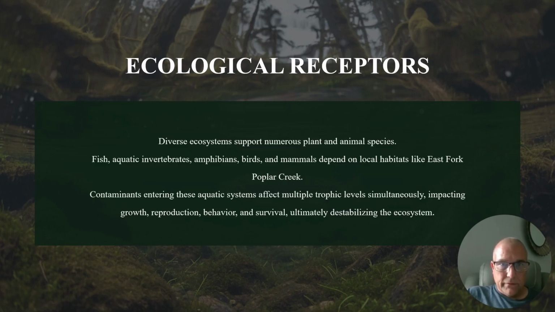Species exposed to contaminants may experience changes in growth, reproduction, behavior, and survival. These impacts can eventually influence population health and ecosystem stability if contamination remains present for extended periods.